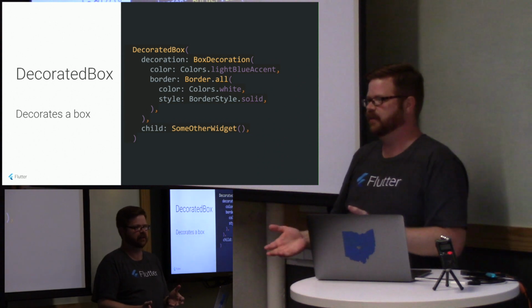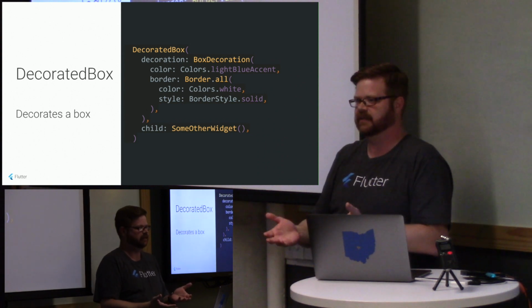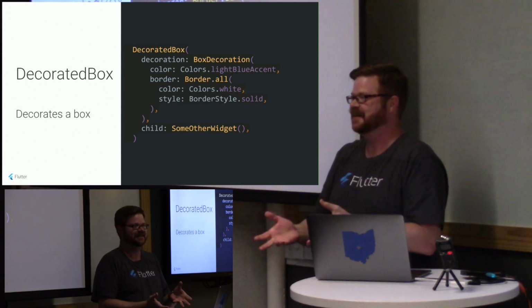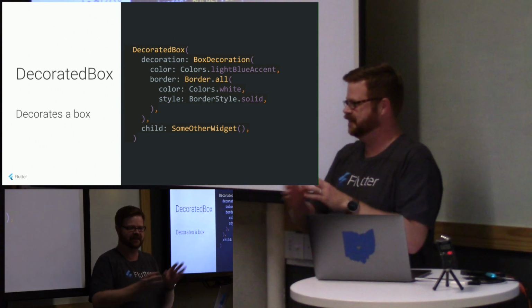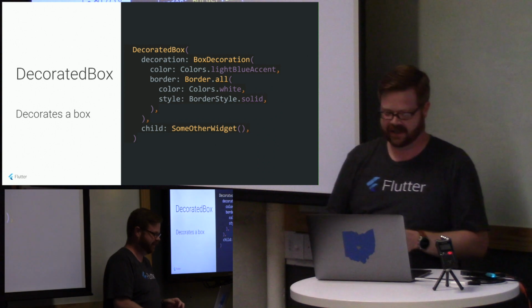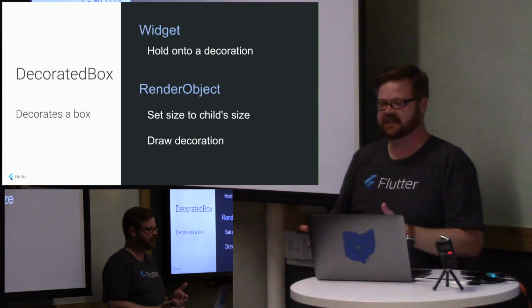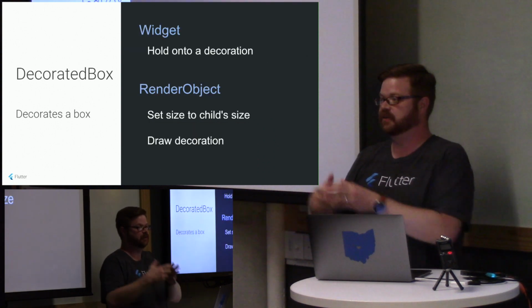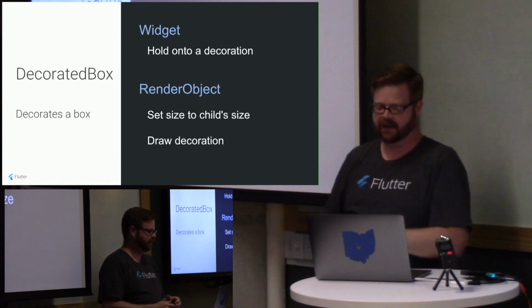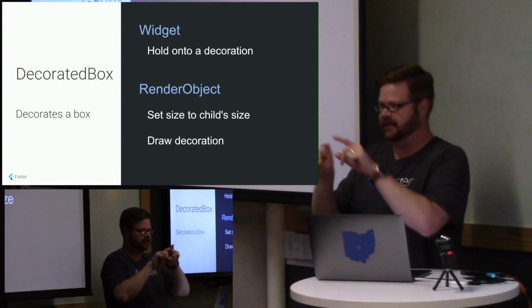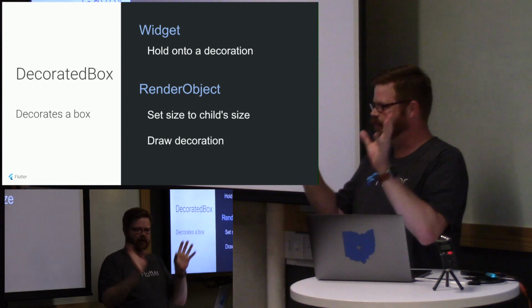Decorated box is another widget that I think is just hilarious that it exists. It decorates a box. That's its only purpose in life. You give it a decoration and a box, it will decorate the hell out of that box, right? And it's, again, very simple. All the widget is a configuration, so it holds on to what box do you want to decorate and the decoration that you want for it. The render object just sets its size to whatever the child is and then applies the decoration.